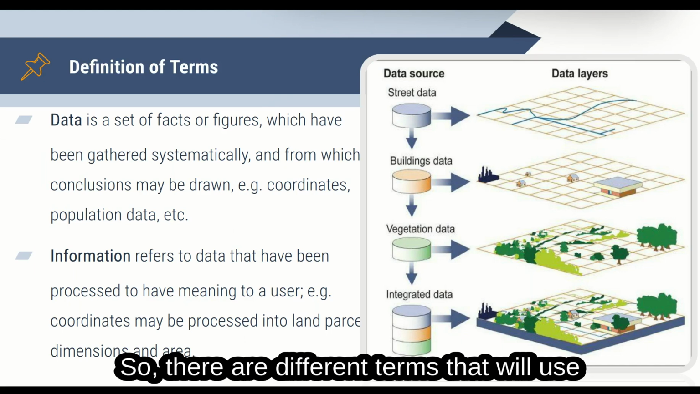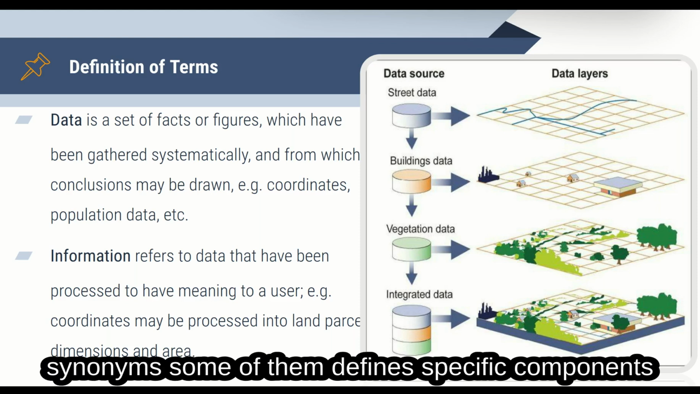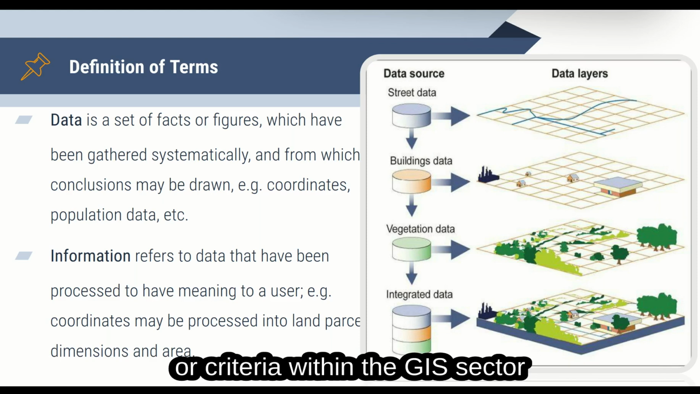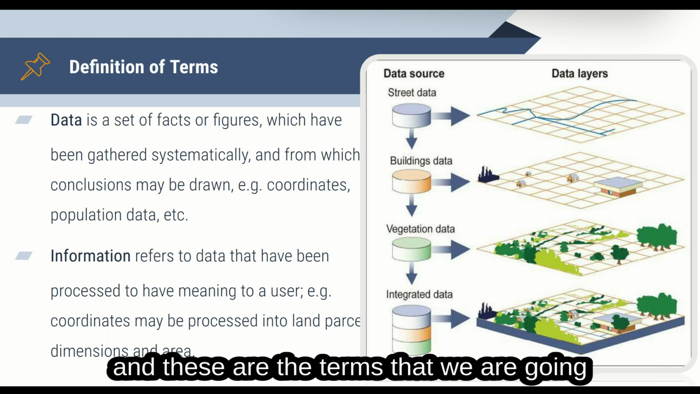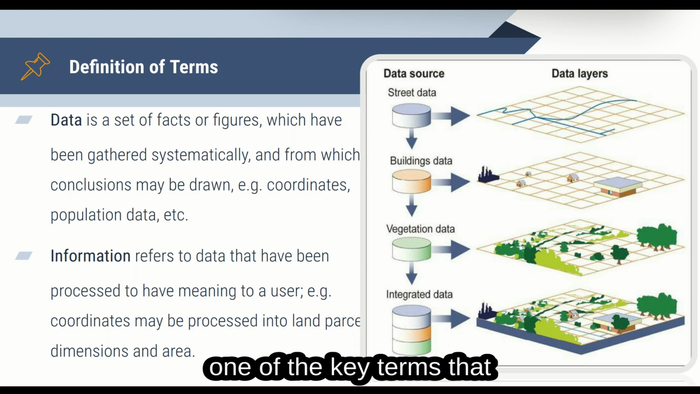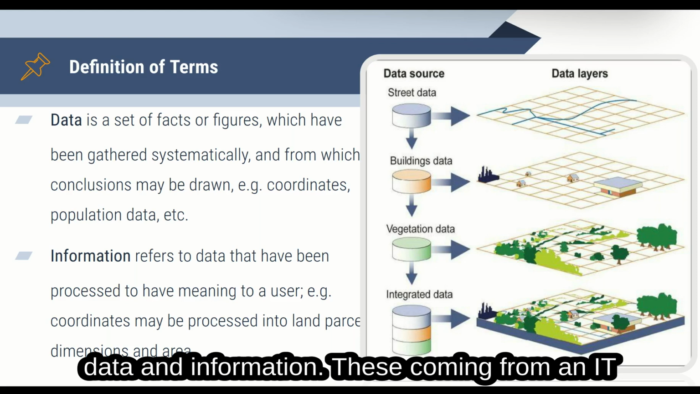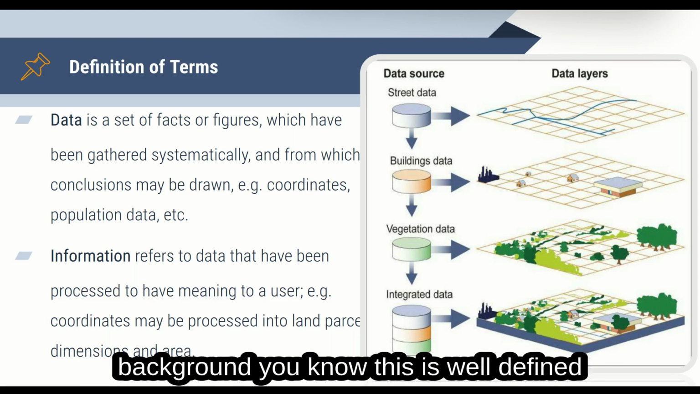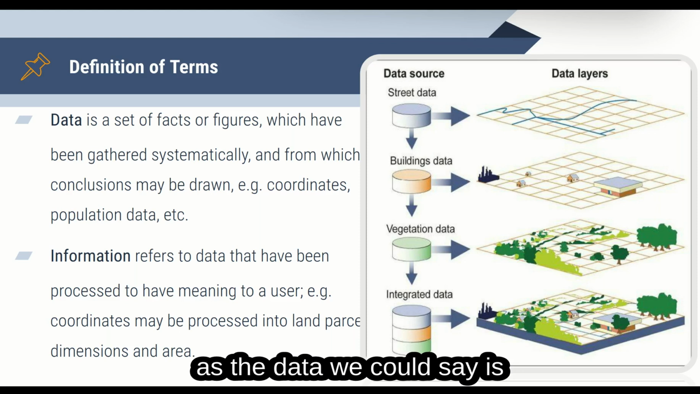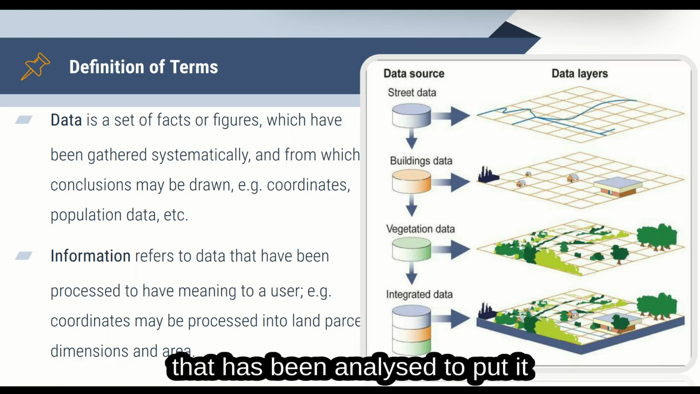So there are different terms that we'll use across the board. In this training, you'll find some terms. Some of them are synonyms, some of them define specific components or criteria within the GIS sector. And these are the terms that we are going to use across the training. One of the key terms is the difference between data and information. Coming from an IT background, you know this is well defined: data we could say is the raw elements or raw descriptions, and information is data that has been analyzed, to put it simply.